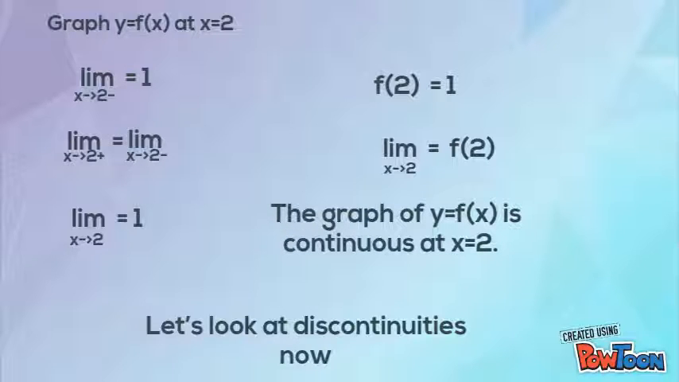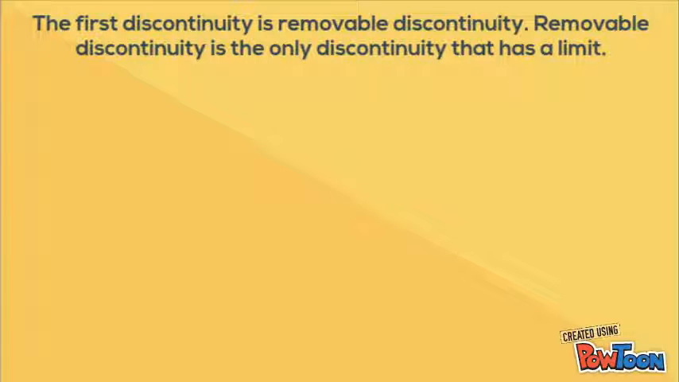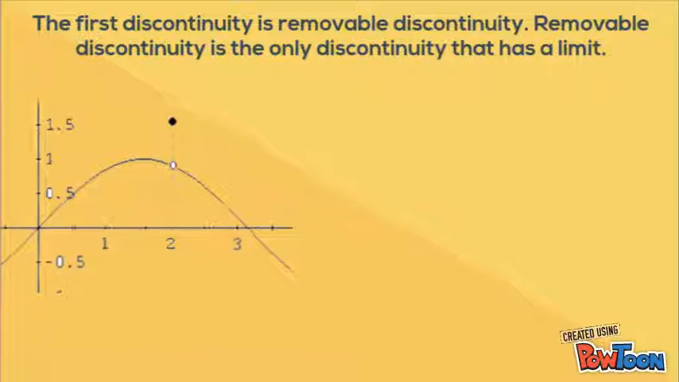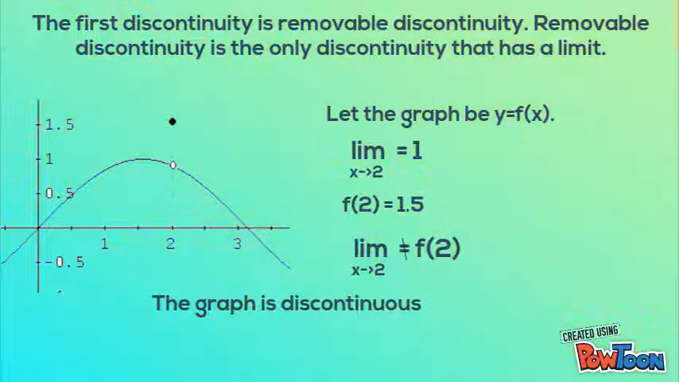Now let's look at discontinuities. The first discontinuity is removable discontinuity. Removable discontinuity is the only discontinuity that has a limit. This is a graph with a removable discontinuity. So for the graph y equal to f of x, the limit as x approaches 2 is equal to 1, f of 2 is equal to 1.5, and the limit as x approaches 2 is not equal to f of 2. So the graph is discontinuous.